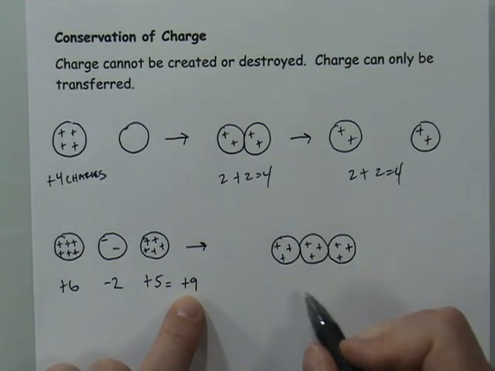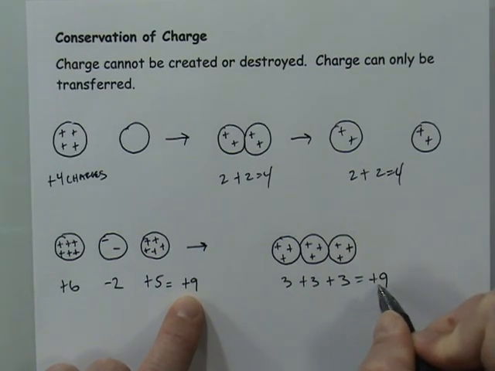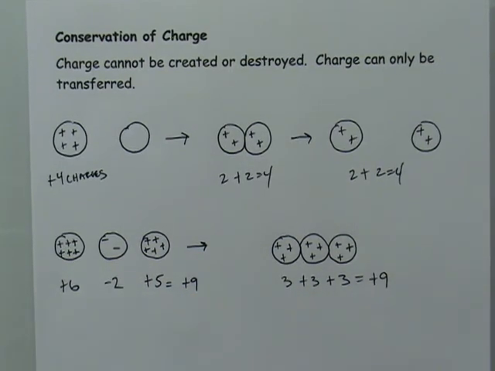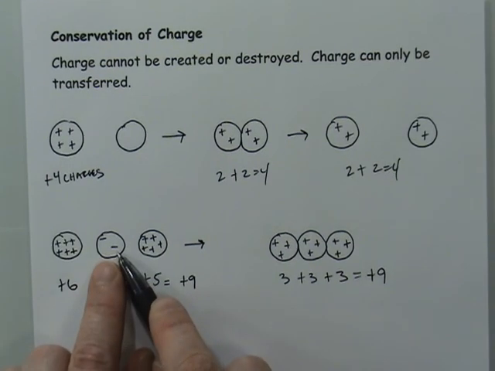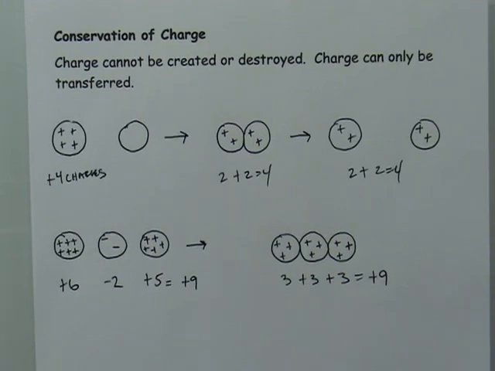So when the pith balls come together, it's going to be 3 plus 3 plus 3 to still give me the plus 9 charge. So charge has been conserved. I don't see the negatives anymore, but the total charge in the system is still conserved and is exactly the same as it always was.